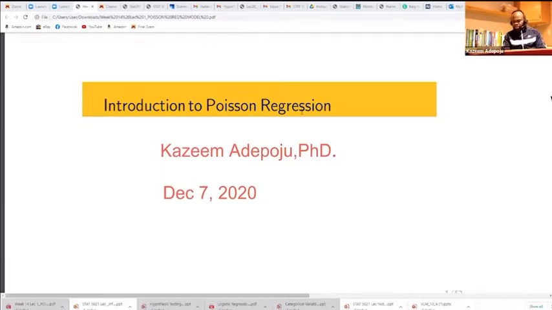Another example: you could talk about the number of doctor visits per year. How many times do you visit a doctor in a year? Visiting a doctor in a year may not be predetermined.